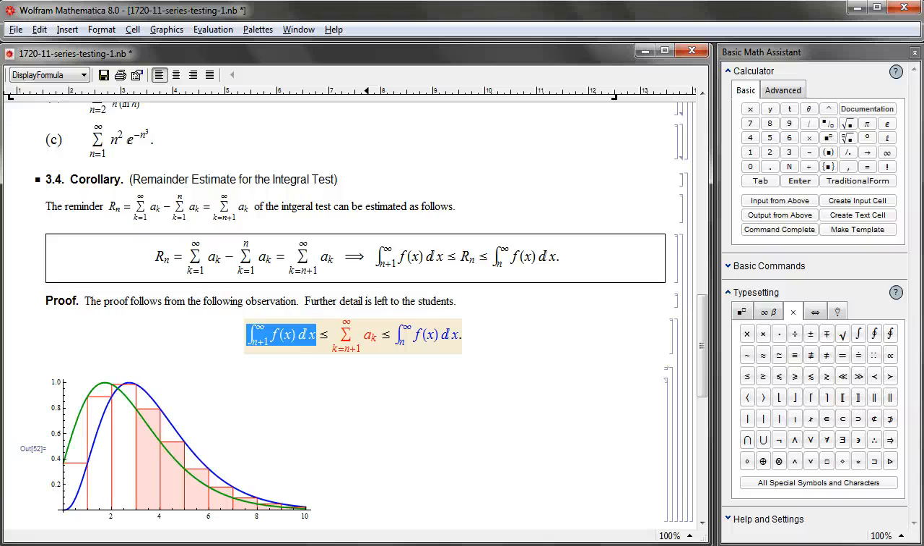And as you can see from this picture, the blue integral is above those rectangles, the green curve is below those rectangles, so we clearly have this inequality relation. So we can estimate the error, which is the difference between the series and the first several terms, or in other words, the tail part of the series, by calculating the integrals and estimating like this.